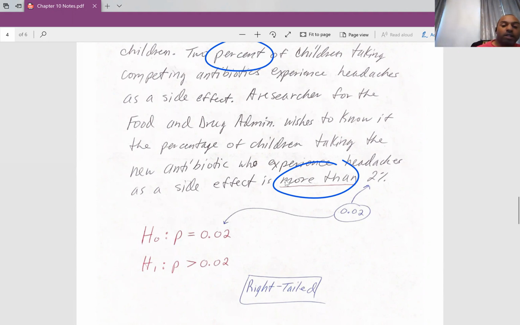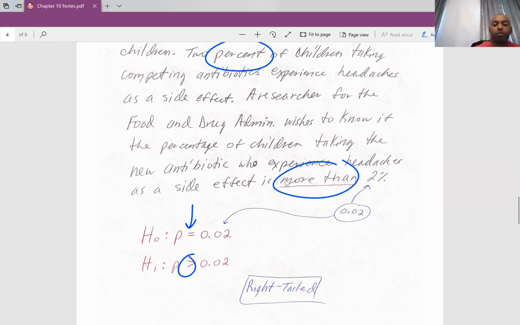hypothesis testing. In this case, we use P for the parameter. If you decide to use P here, then you use P here. And then 2% was what we're comparing. If you use 2% here, you use 2% right here. This is always going to be equal in your null hypothesis.